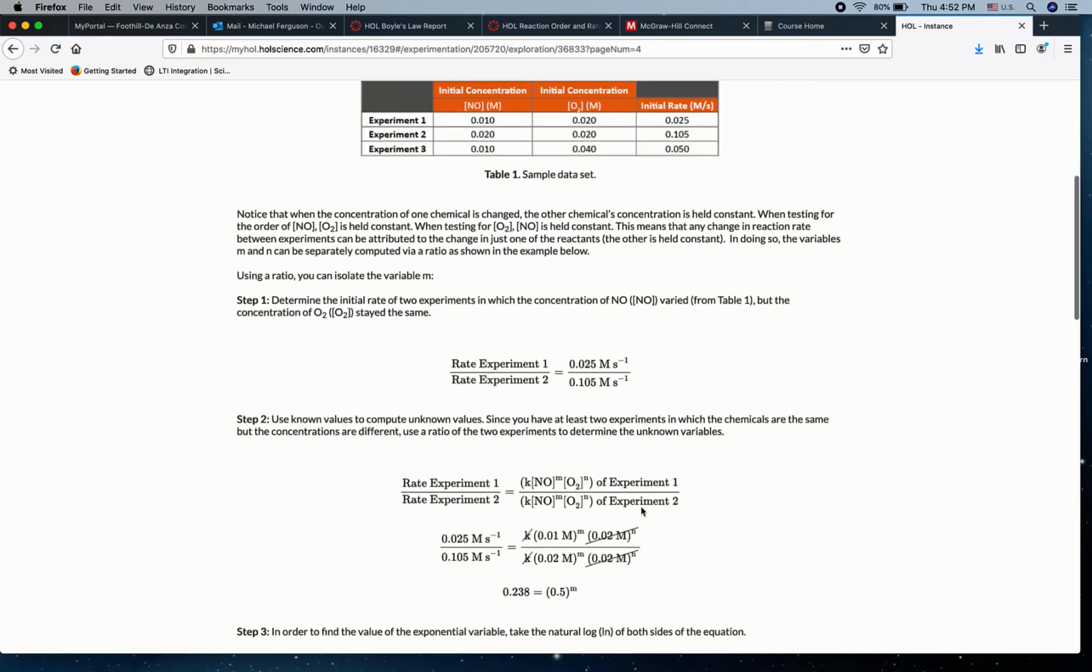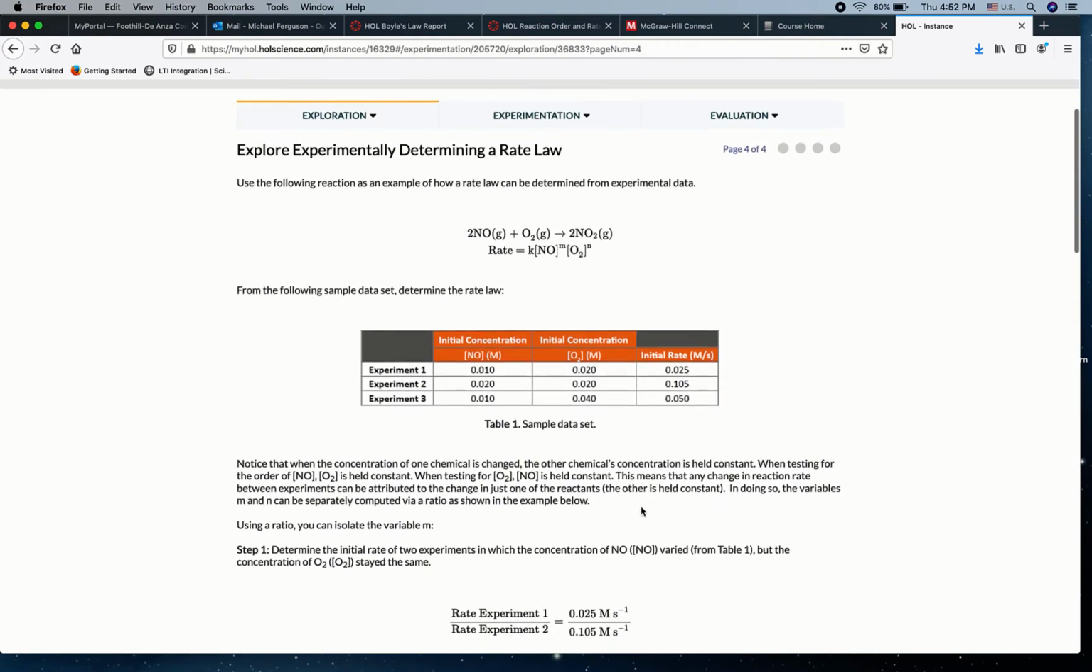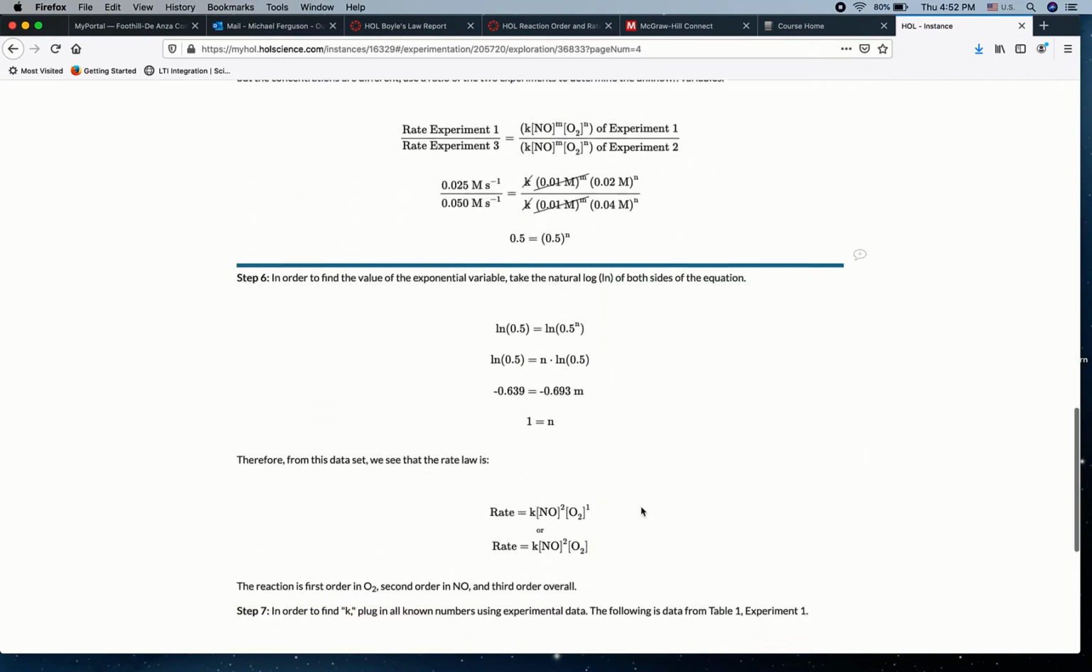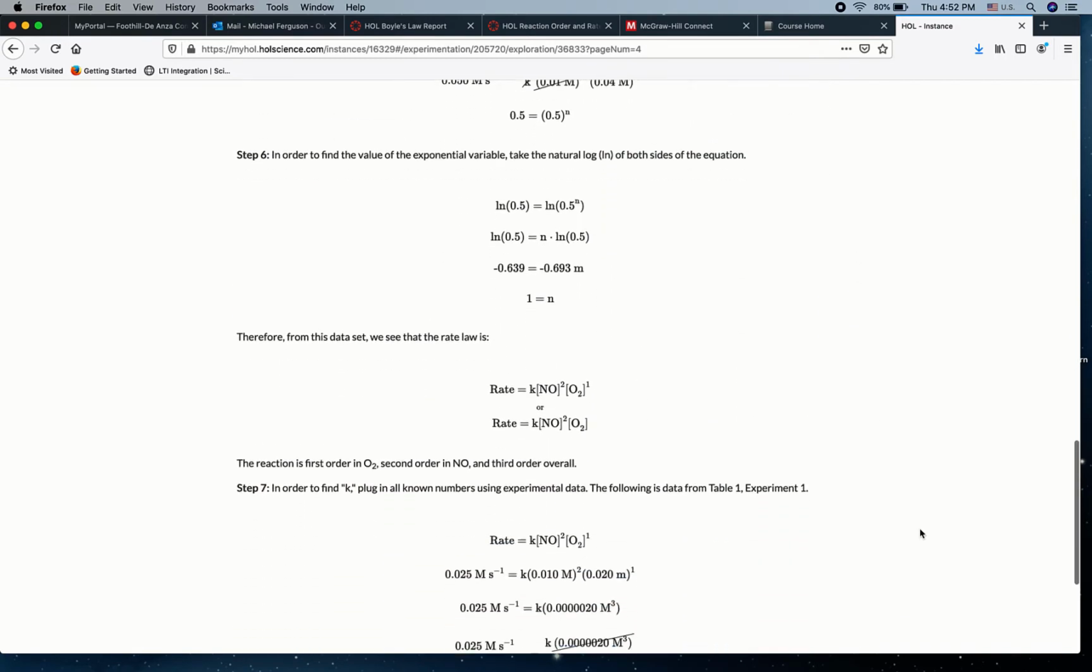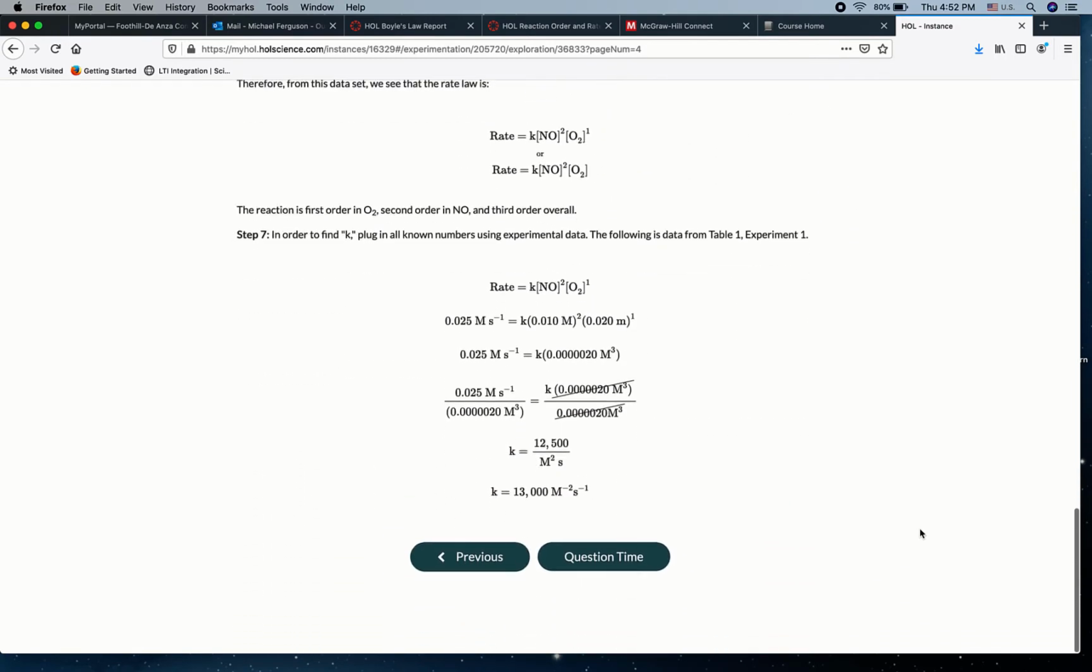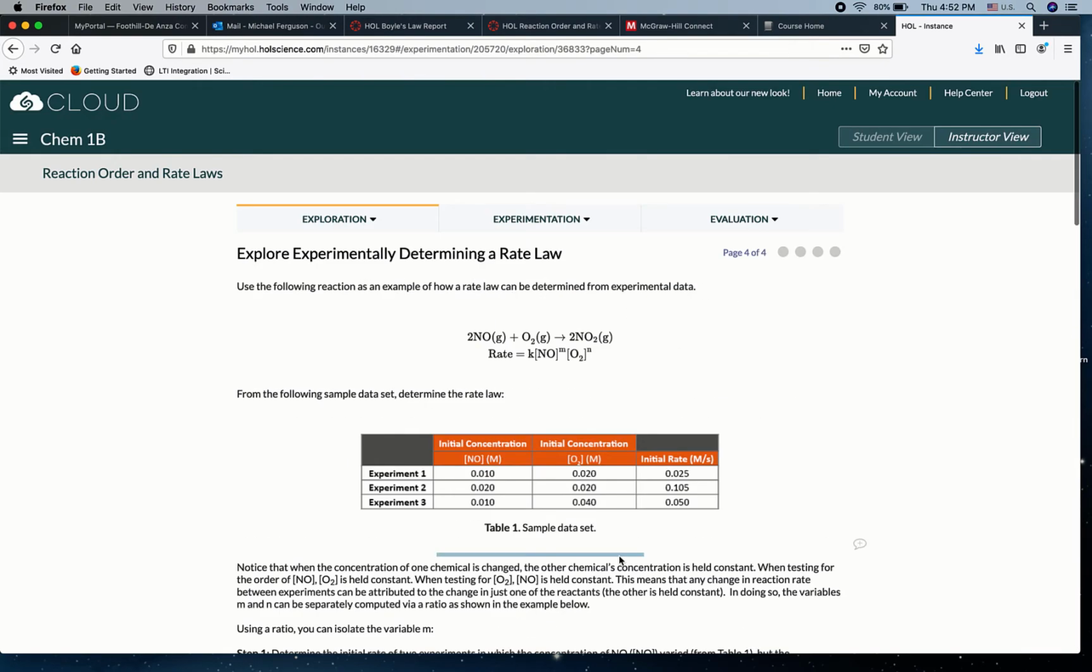So hopefully you can come back to this page if you're having a hard time trying to figure out how to calculate the different parts, because this is going to be a part of the experiment. But I think this goes through and shows you pretty well how to break down the data.